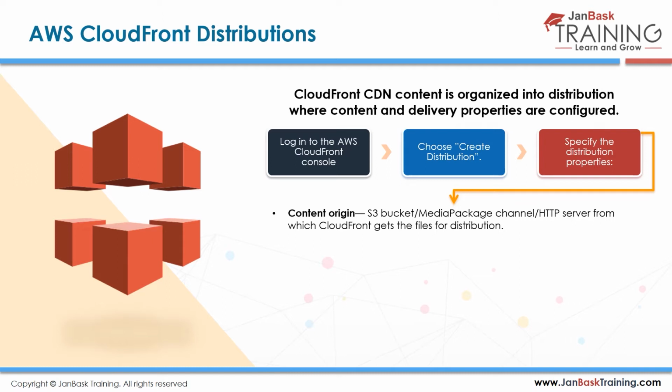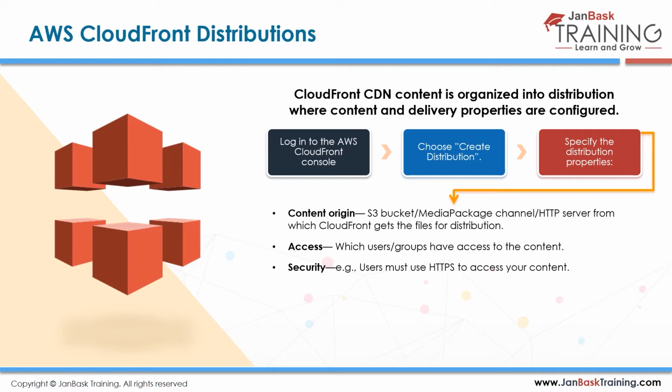Then you want to specify the access. So the access is like, do you want to make it public? Do you want it to be available only to AWS users? How do you want to do it? Do you want to give just read access? Do you want to give write access as well? Everything. You can even configure security. So do you want it to be delivered securely, meaning the user must use HTTPS to access your content? There are two ways to access content, HTTP and HTTPS. So do you want to use HTTPS or not, right?